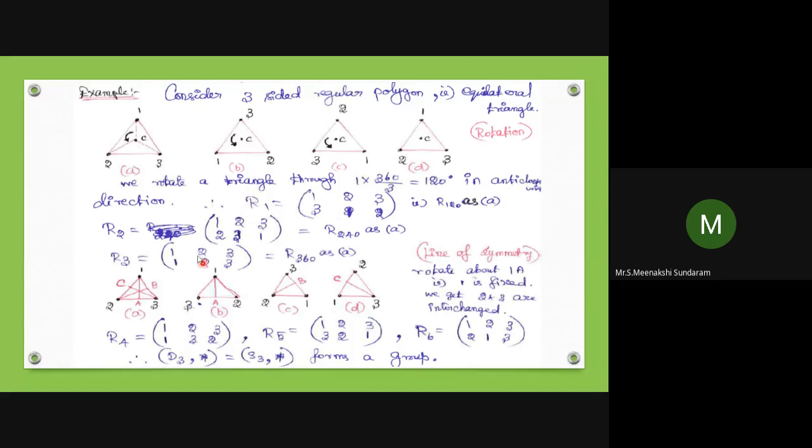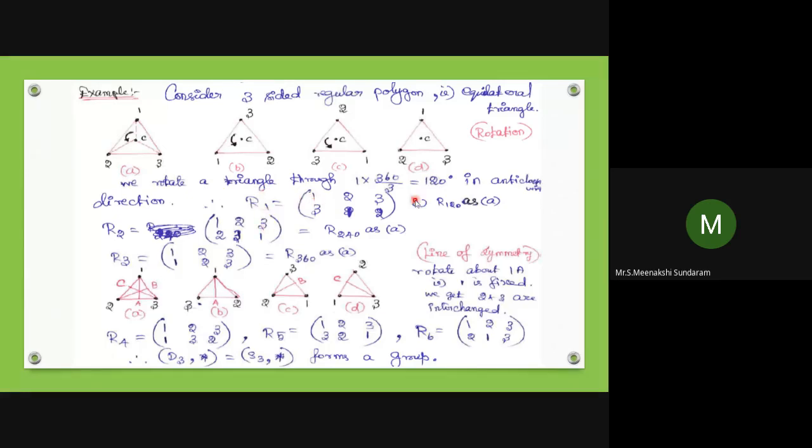So I have taken the first position and given the vertex names 1, 2, 3. This is the center point. I rotate it by 120 degrees. Automatically the positions change: 3 comes to the top, 1 goes to the bottom, and 2 goes here. So only the vertex positions change. Rotating again by 120 degrees gives 2 3 1, and rotating again gives the initial position. We rotate the triangle through 1 times 360 by 3, that is 120 degrees, in the anti-clockwise direction, and then we can write the permutation. We write all the rotations as mappings.